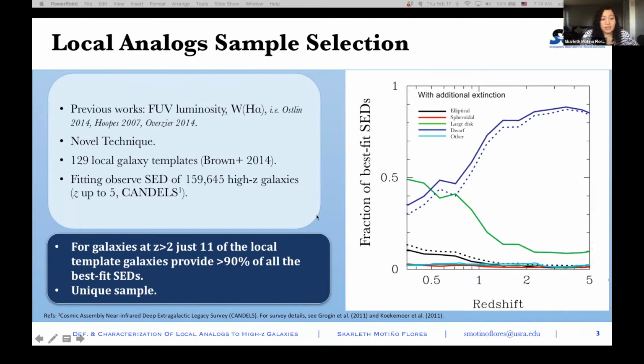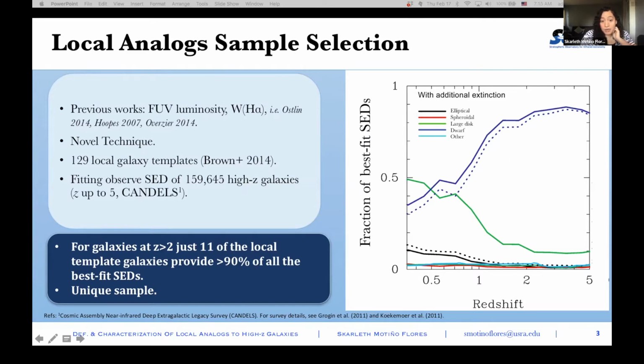So what we did was start the selection of our galaxies using the Brown 2014 galaxies. These galaxies have a lot of data that allow us to do this comparison. So we used near-infrared and mid-infrared data to fit the SEDs of the CANDLES galaxies. And what we found is that the best fits were given by different kinds of galaxies.